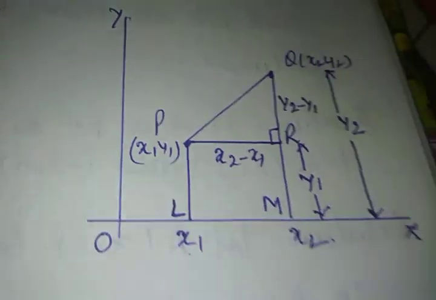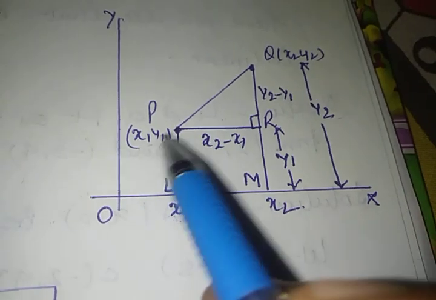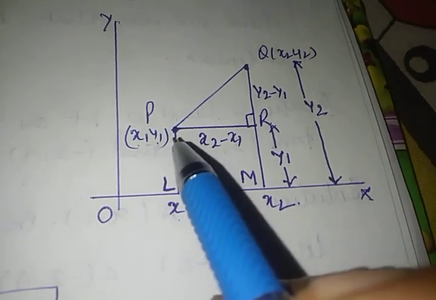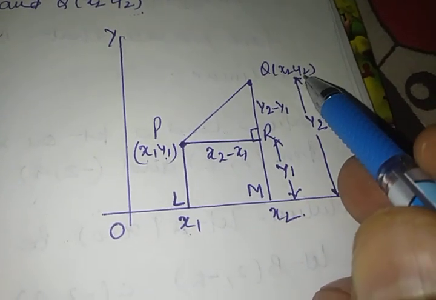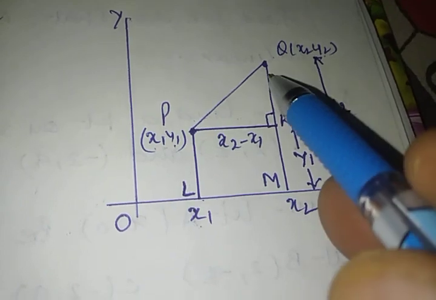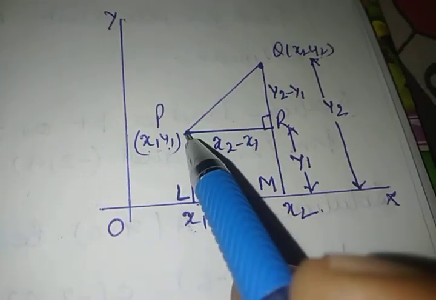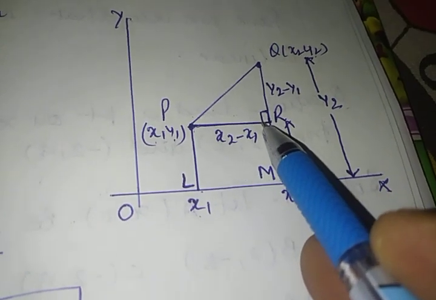See here, this is point P. I have plotted (x1, y1). And point Q, this is (x2, y2). I have plotted here. I have drawn a perpendicular line here, and from here I draw a perpendicular line, and from here I have joined this. So this angle becomes 90 degrees.